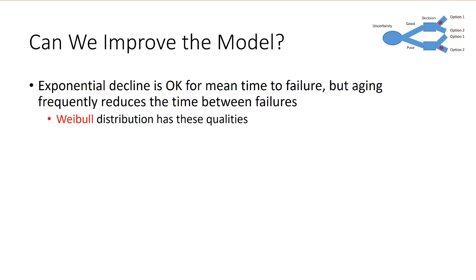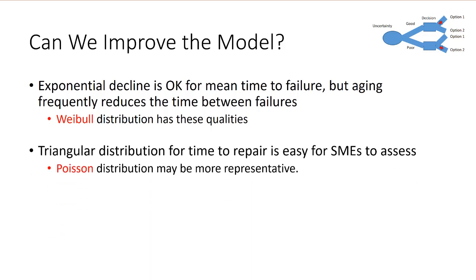Can we improve the model? Well, the exponential decline is okay for the mean time to failure, but oftentimes as equipment ages, the time to failure decreases. We can reflect this using the Weibull distribution, which has these qualities. The triangular distribution for time to repair is easy for our subject matter experts to assess. They only have to assess a minimum, most likely, and maximum. However, perhaps the Poisson distribution may be more representative in our model.